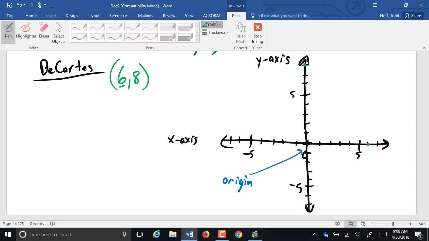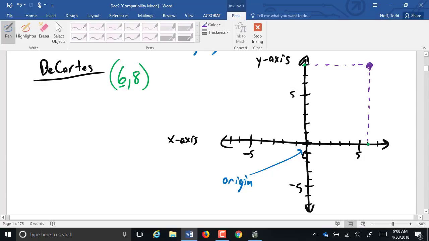Well, how do we show that they link together and that they're a single thing? Well, we project this out, we project this up, we put a single dot right there. That represents both of those values. Follow it down to the x-axis, it's a 6. Over to the y-axis, it's an 8. So that is 6, 8.